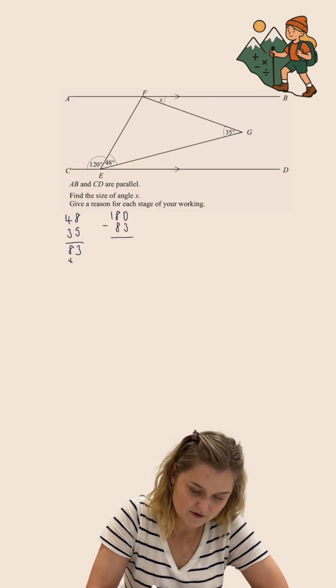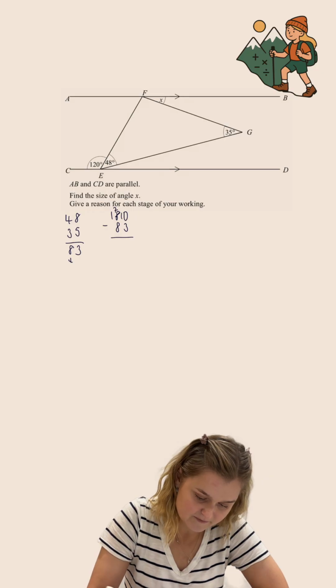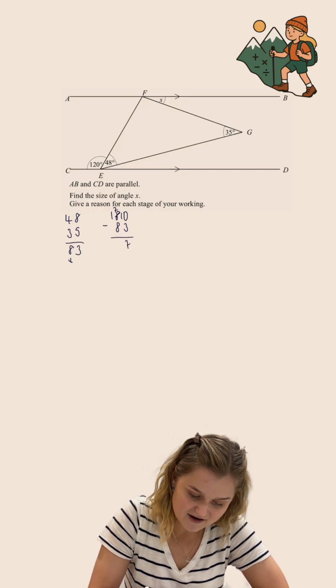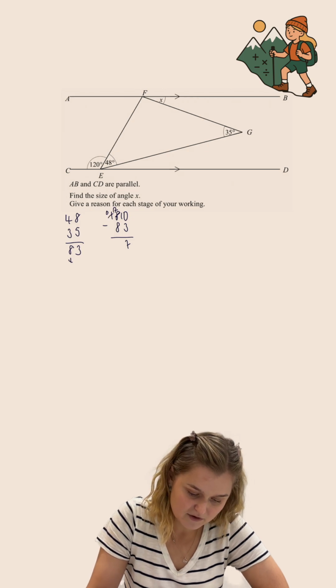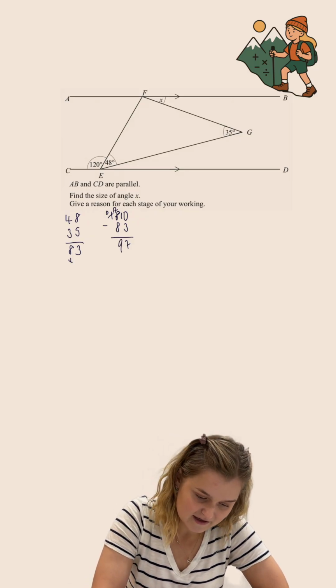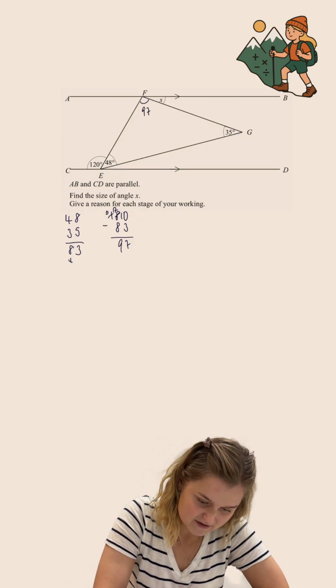I can't do 0 take away 3, so I'm going to make that one 7 and pass it down here. I've then got 10 take away 3, which is 7. I can't do 7 take away 8, so I'm going to borrow from there and make it 17 take away 8, which gives me 9. So I now know that this angle up here is 97 degrees.